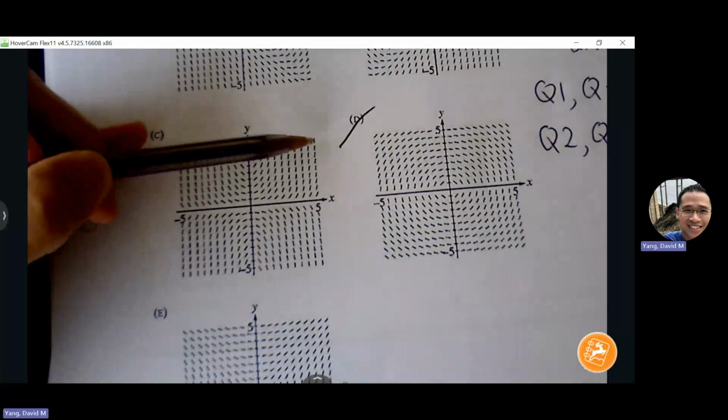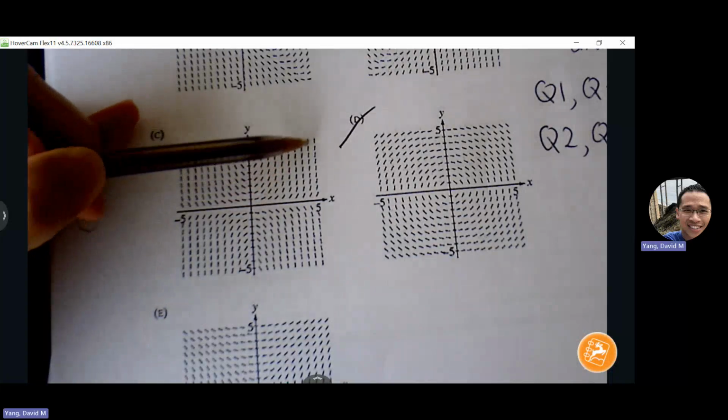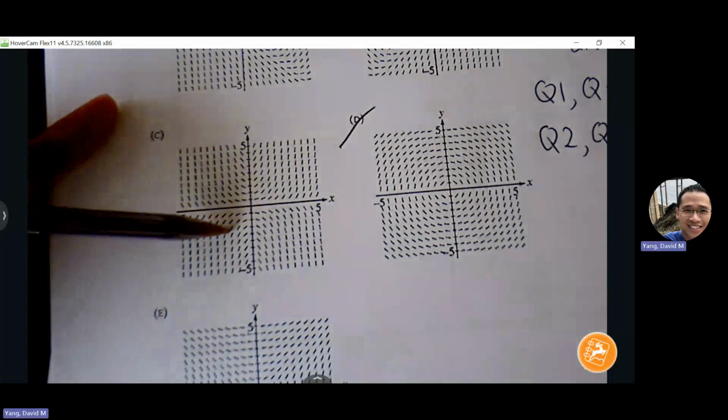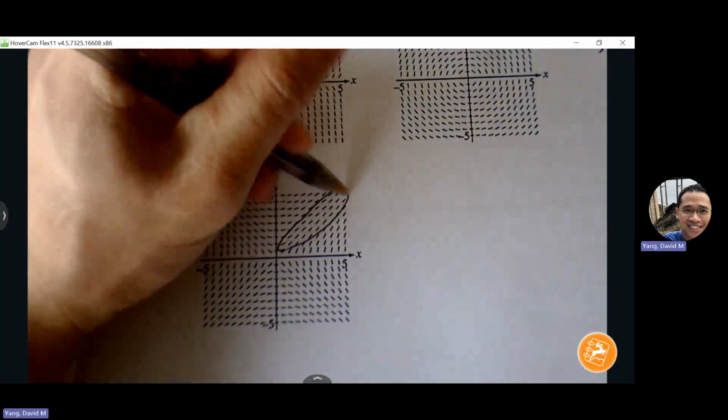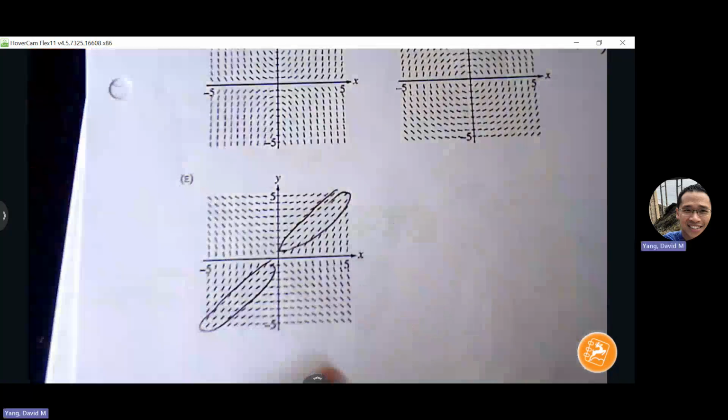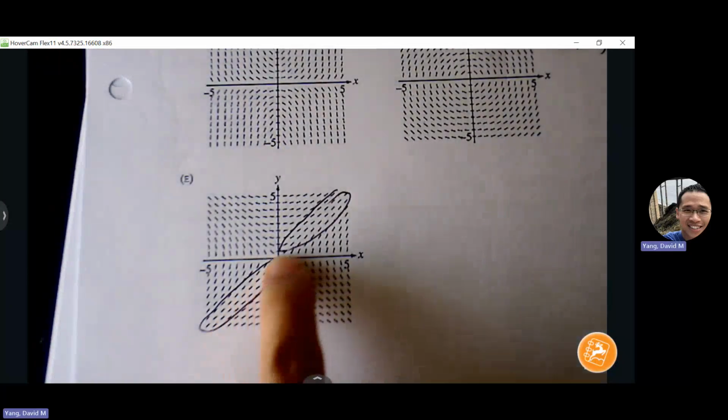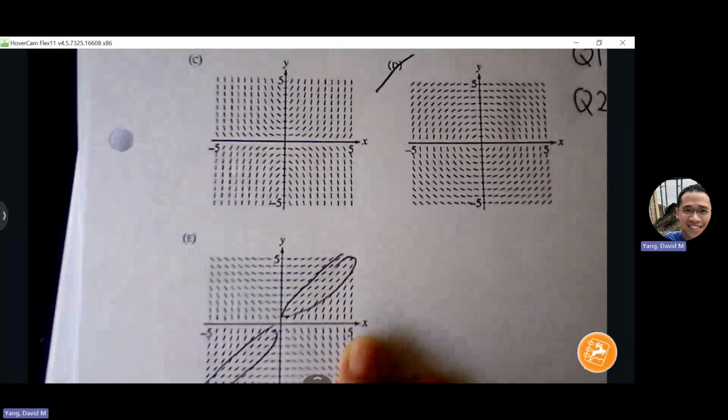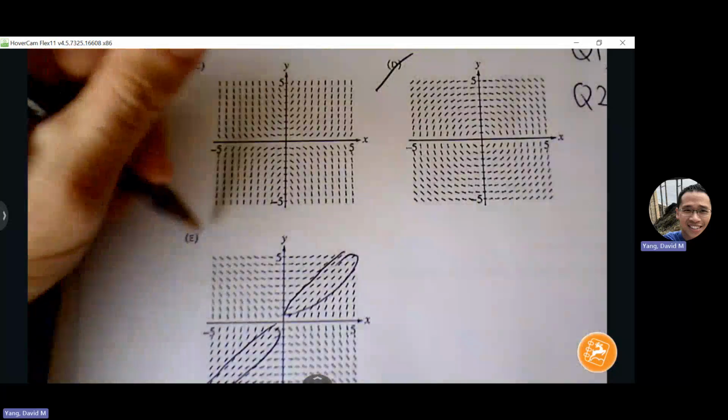I don't quite see that here, right? 1, 1, 2, 2, 3, 3, 4, 4, -1, -1, -2, -2. But here, I see that relationship. I see a bunch of 1 slopes all lined up here. So I think E is going to be the best option.